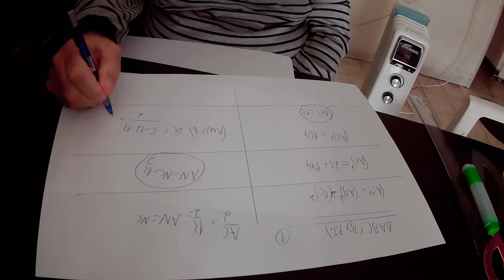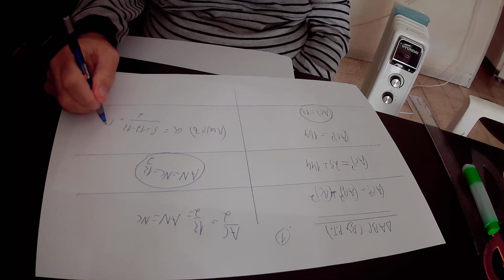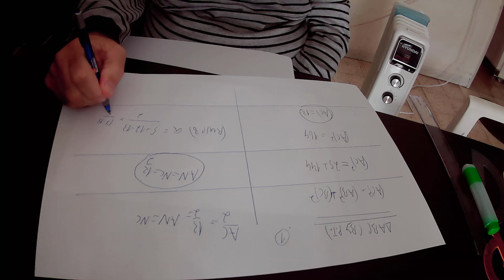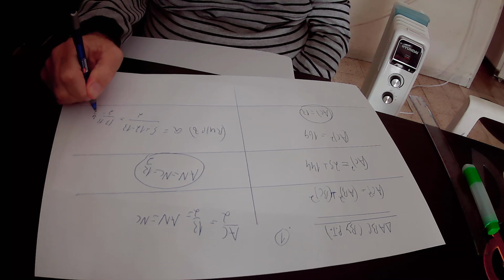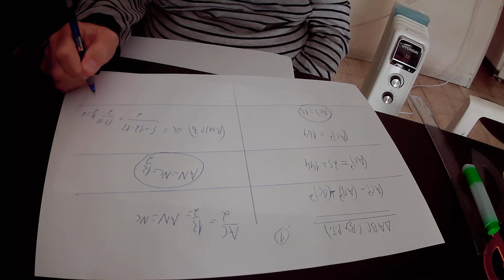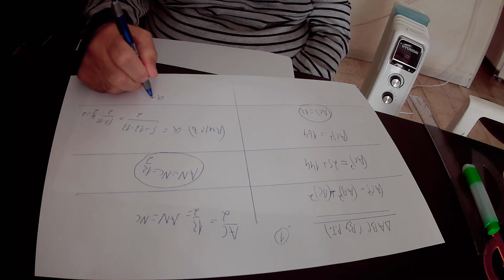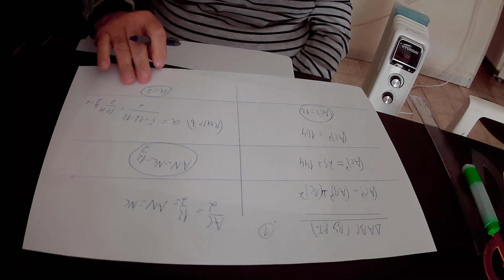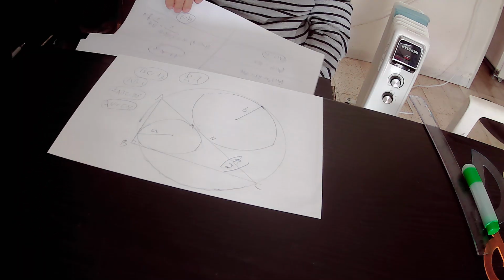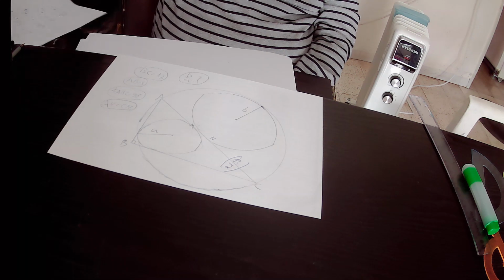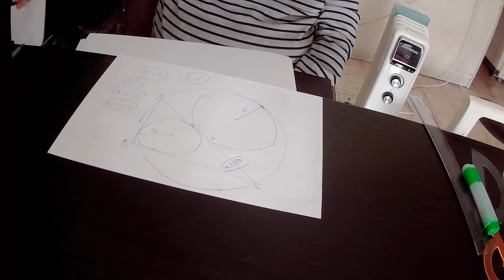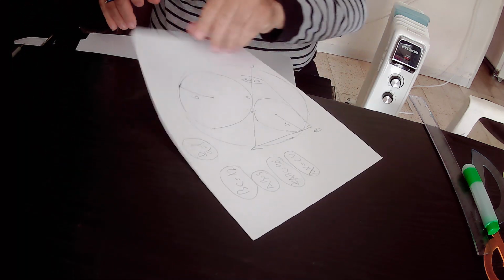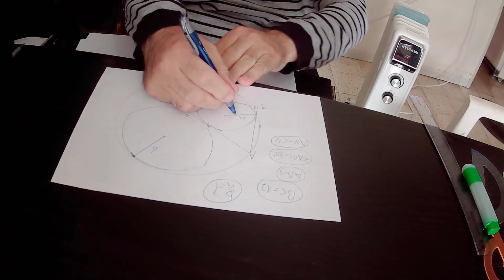5 plus 12 is 17. 17 minus 13 is 4, and 4 over 2 is 2. So in conclusion, we found out that A, the radius of the smallest circle, is equal to 2 units in its length. Here, this radius A equals 2 units in its length.